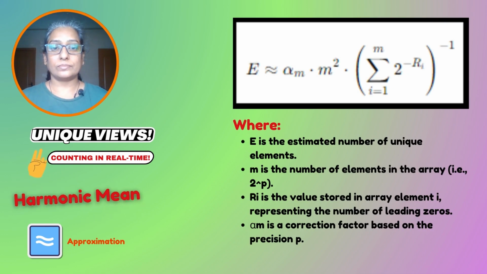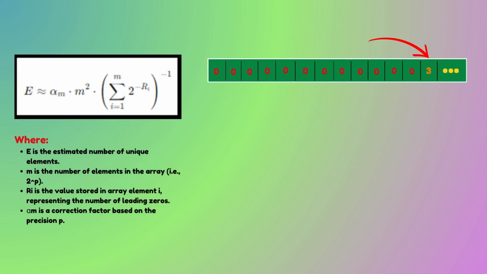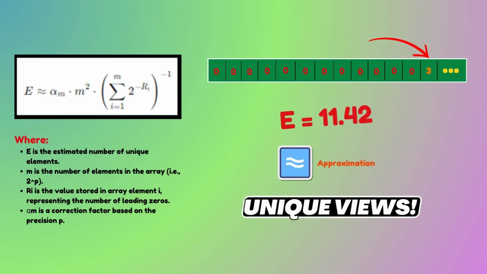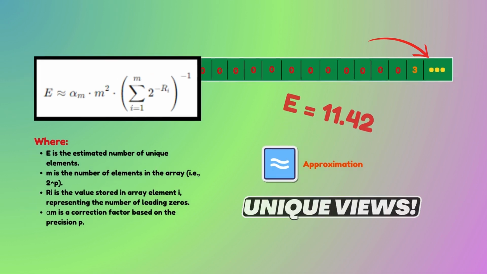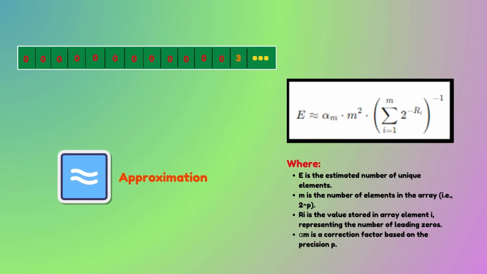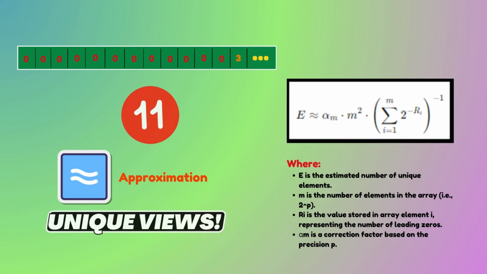If we assume that element 12 holds the value 3 after the updates and that all other array elements still have the value 0, since only element 12 has been updated, applying the formula, we get E equals 11.42. Thus, based on the example, HyperLogLog would estimate around 11 unique elements encountered so far.